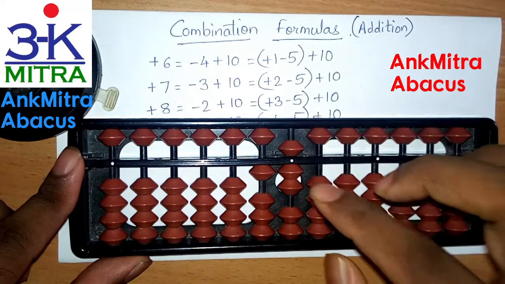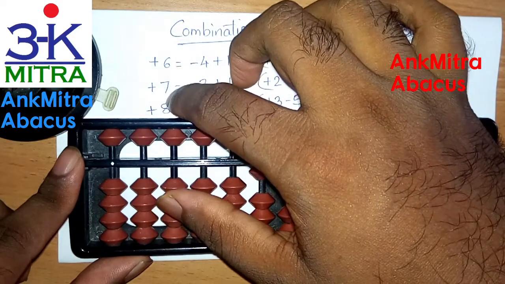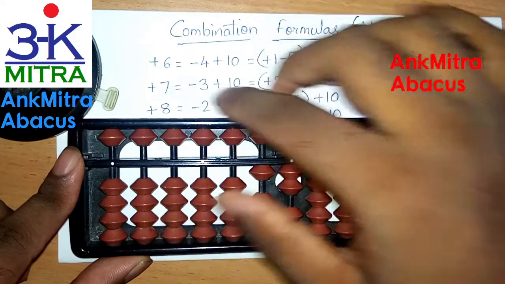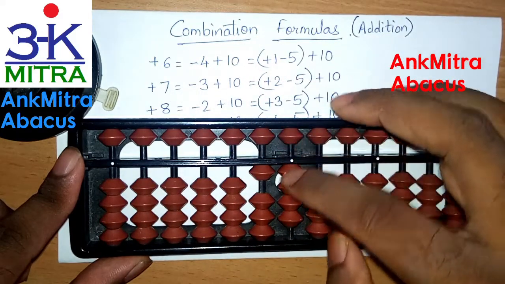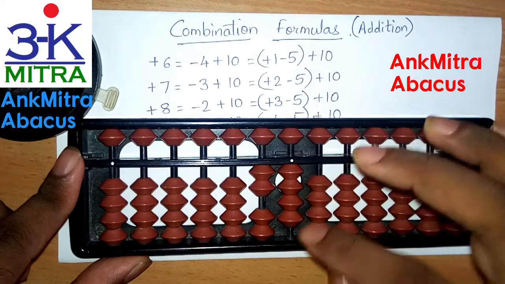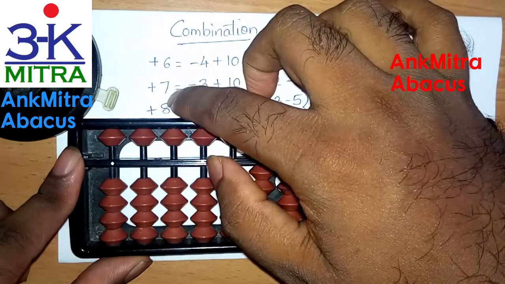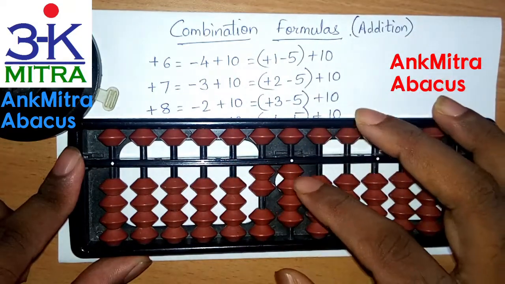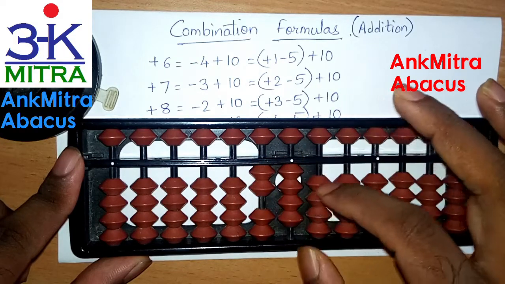We don't have 3 beads, so immediately we'll recall that 7 is made with 5 plus 2. So we'll start with plus 2 minus 5 and follow it up with plus 10. Plus 2 minus 5 plus 10 and the addition of 7 is done. So the answer we have for 17 plus 7 is 24.